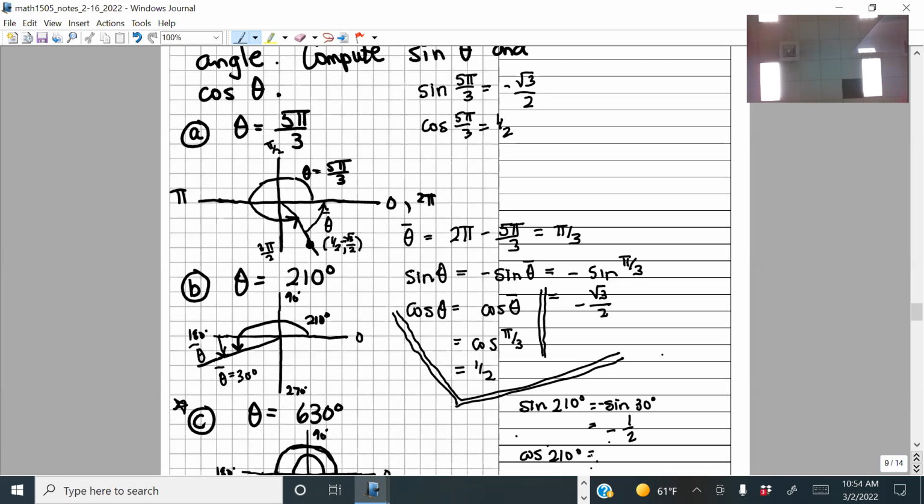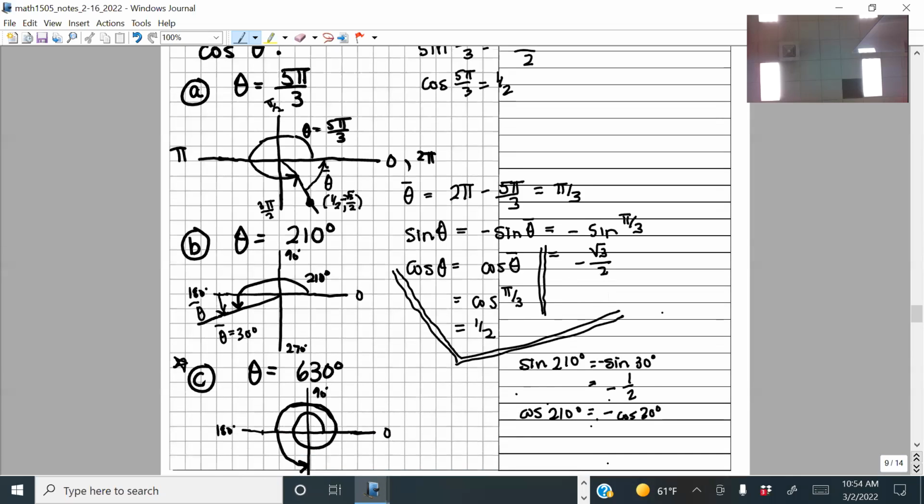What about the cosine of 210? So that's plus or minus the cosine of 30 degrees. Is it plus or is it minus? It's minus, because again, in the third quadrant, cosine is also negative. So let's see, what's cosine of 30 degrees? Square root of 3 over 2. So see how quickly we got that?